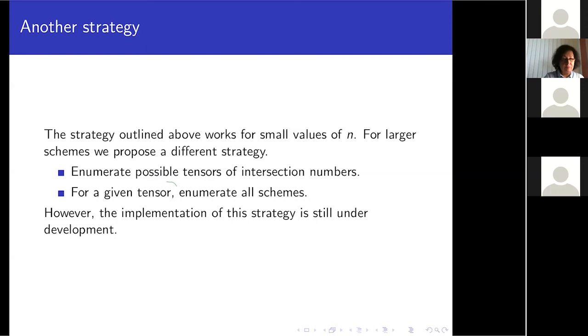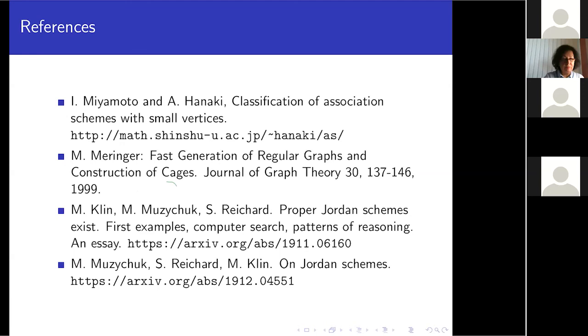My apologies for these technical difficulties. Once more, thank you to the organizers. And here are some references. The classification of association schemes, the fast generation of regular graphs by Meringer, and then the two preprints that were already mentioned in the previous talk. Thank you very much.